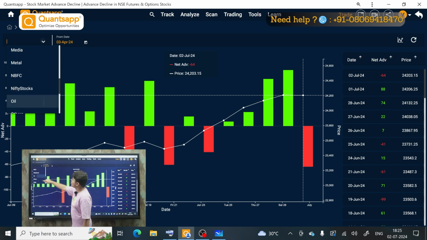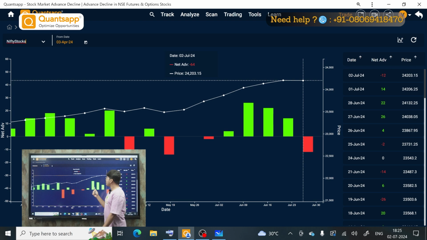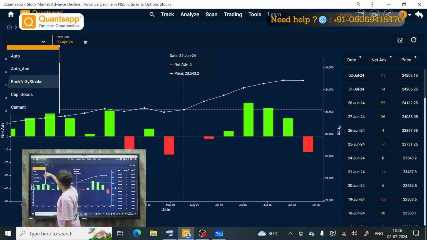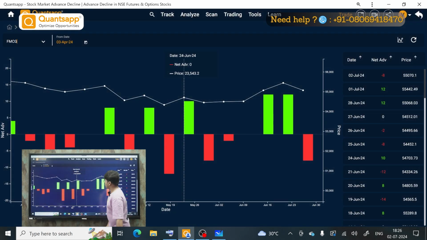Let's say I just want to see only the Nifty stocks. This will show me the breadth of only the Nifty stocks. So out of the 50 stocks that are considered under Nifty, you can see what the breadth of that is. It's a similar case to the overall market, but you can still identify that as well. Let's say I pick the FMCG sector. How is the FMCG sector performing? That's something you can see here.